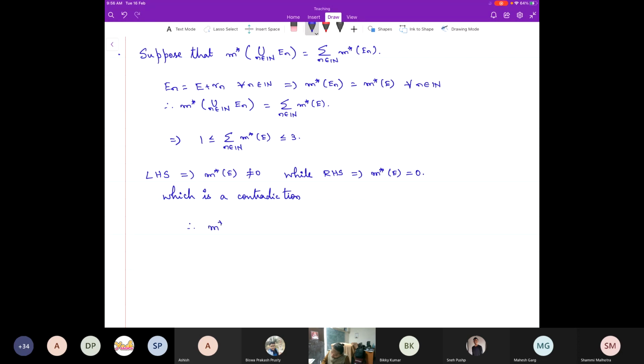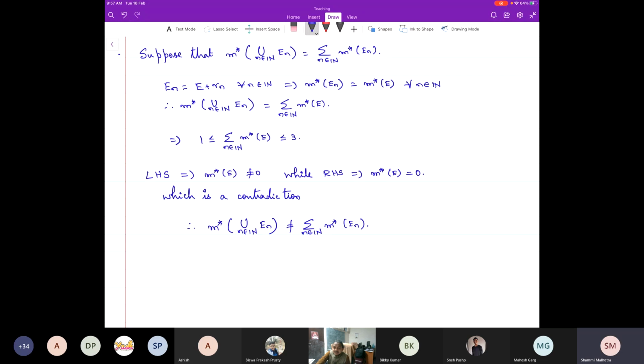Therefore, M star of the union is not equal to summation over n of M star of En. Yes, these two are not equal. That's the only thing. So let me stop here. It says that the Lebesgue outer measure need not be countably additive even for pairwise disjoint subsets. We'll see many things in the next class.